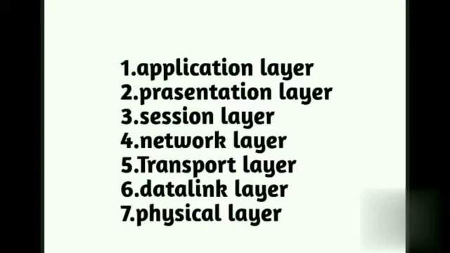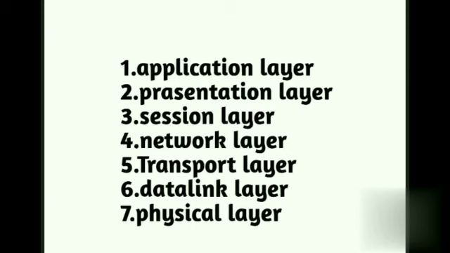The OSI model has 7 layers. The first one is the application layer, the second is the presentation layer, the third is the session layer, the fourth is the network layer, the fifth is the transport layer, the sixth is the data link layer, and the seventh is the physical layer. These are all the 7 layers of the OSI model.